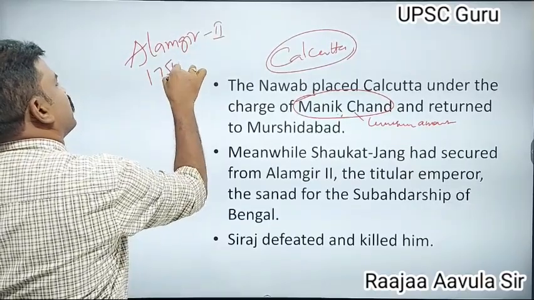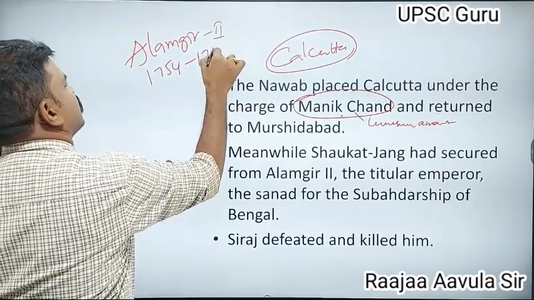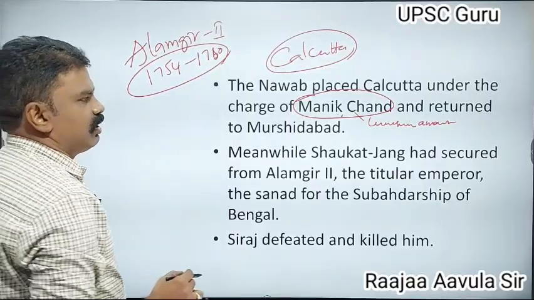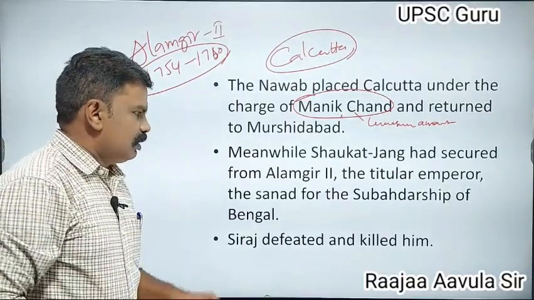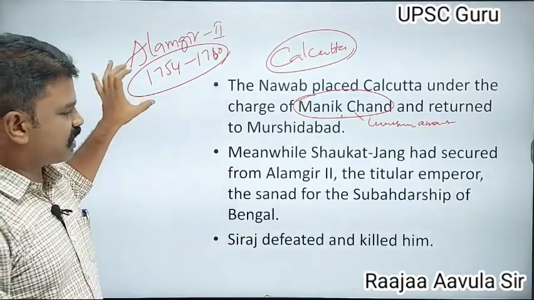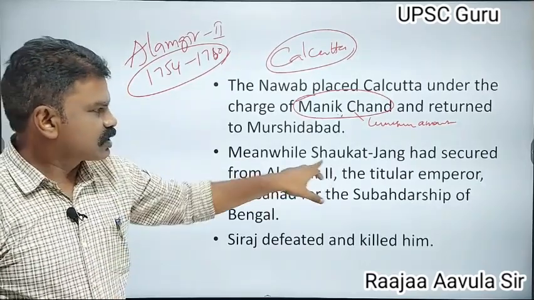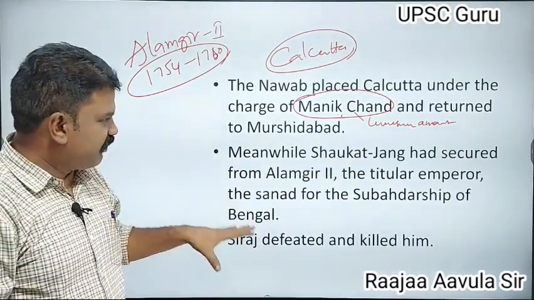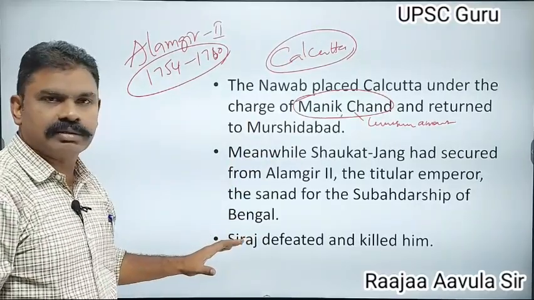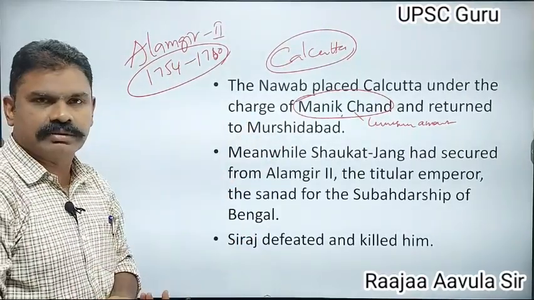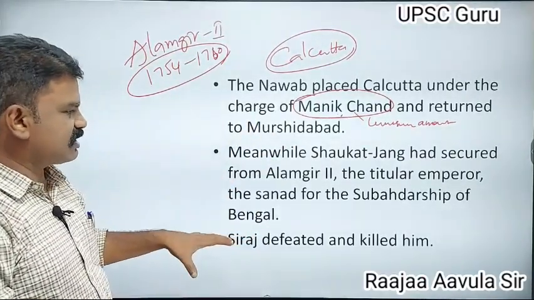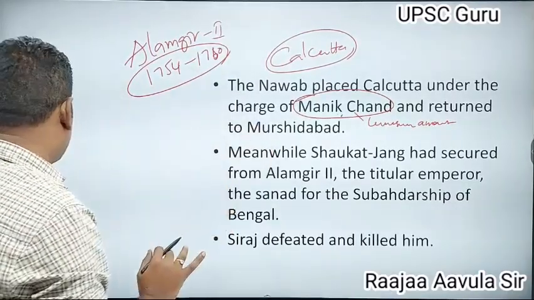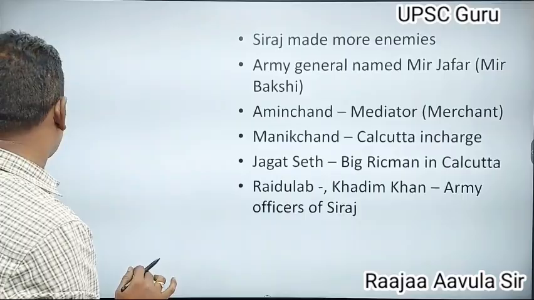He ruled from 1754 to 1760. Alangir was the Mughal emperor. He gave the Subedarship to Shaukat Jung. Siraz defeated Shaukat Jung and killed him. That happened. That was finished.